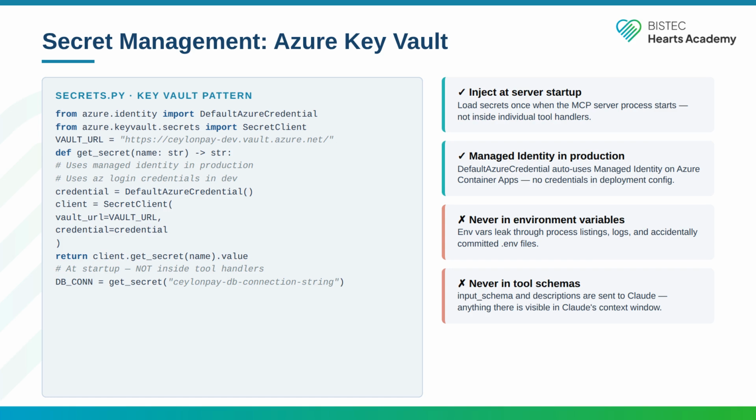The zero-secret checklist to verify before any deployment. grep for password patterns in your codebase, nothing in code. grep for connection string patterns, nothing in code. Confirm .env is in .gitignore. Confirm .env.example exists with placeholder values only. Confirm the README references Key Vault, not actual credentials.